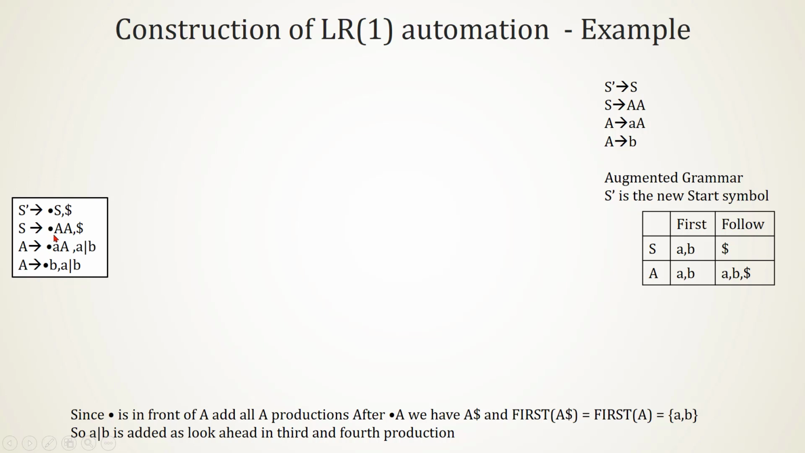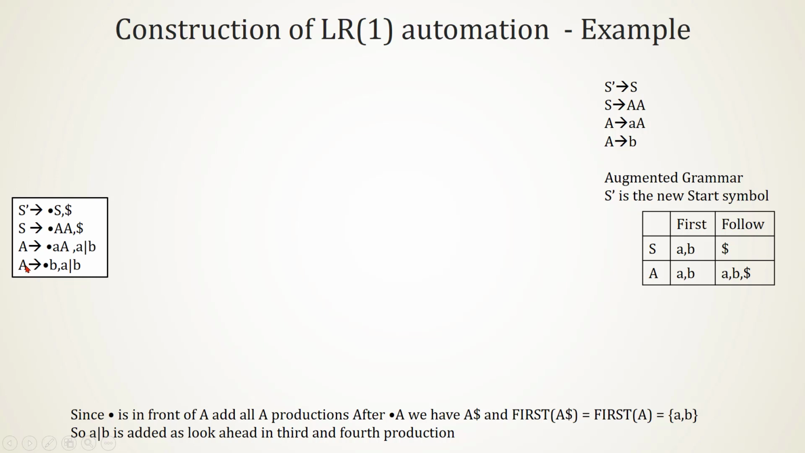So you just consider this dot A. After that, what is following? A and a dollar is following. After dot A, there is A and a dollar. So you have to find first of A dollar. First of A dollar is first of A. What is first of A? First of A is a comma b. That's why here I added a or b.